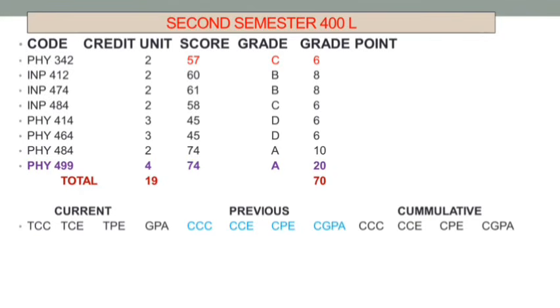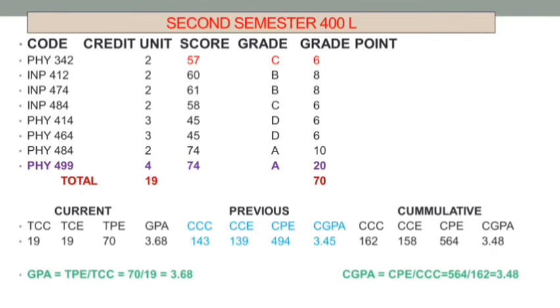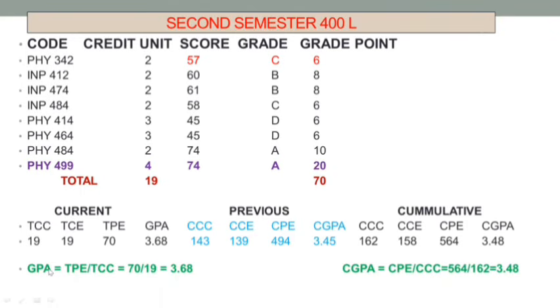Let's compute the result together and see. Mr. Boy registered 19 units. So this semester, the GPA is 3.68. Previously, he was on 3.45. So by this, he has increased. Let's look at the effect on his cumulative. So his CGPA is now what? 3.48. So this is the last result for Mr. Boy in school. This is the last semester and this is his last result.